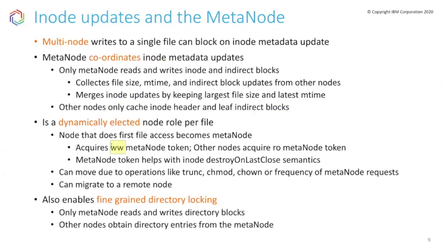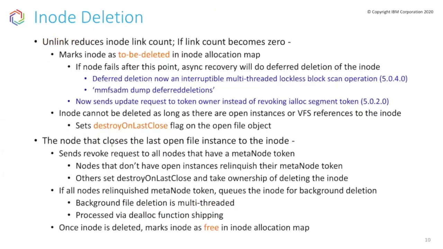So basically, the metanode token is a sort of indicator of how many nodes have active references to a file. So when this node requests other nodes to give up their metanode token, they'll only do that if they no longer have any references to that inode. And this way, we can determine if it's a prime time to delete the inode.